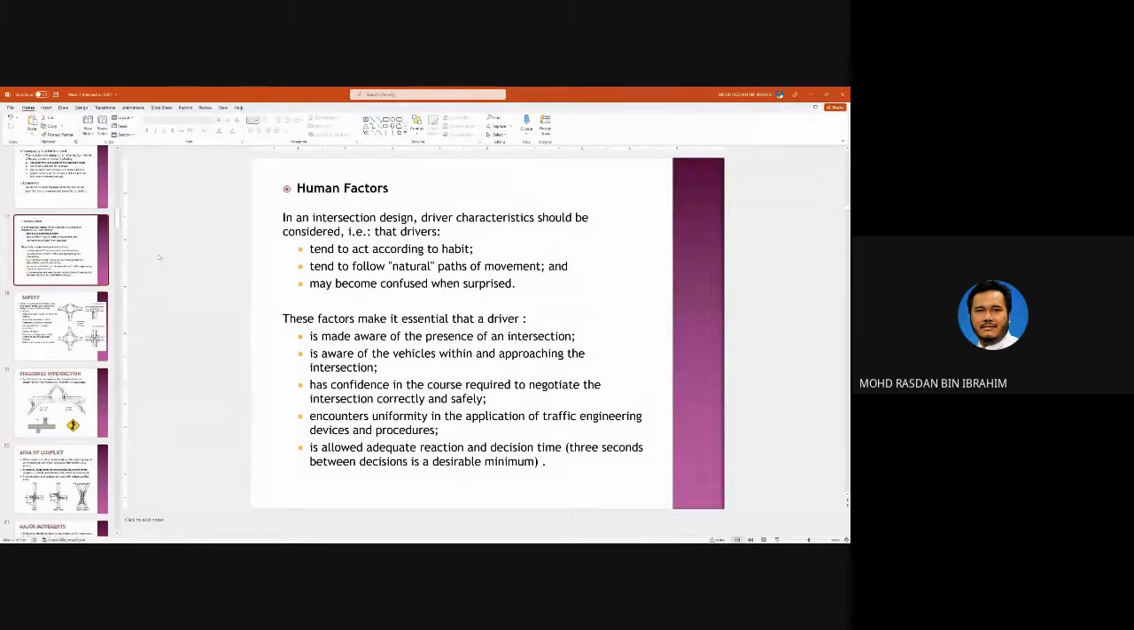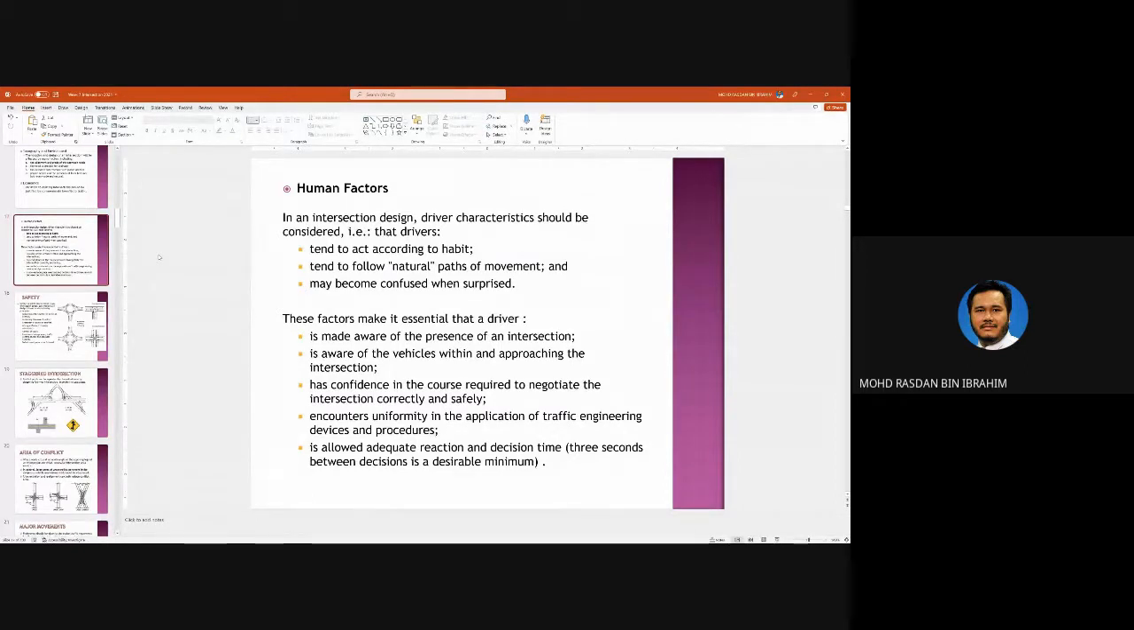Encourage uniformity in the application of traffic engineering devices. This is basically not much of a problem, because we are mostly referring to the same specification. So the traffic engineering devices in Malaysia are more or less standardized. Okay, so a driver is allowed adequate reaction and decision time.